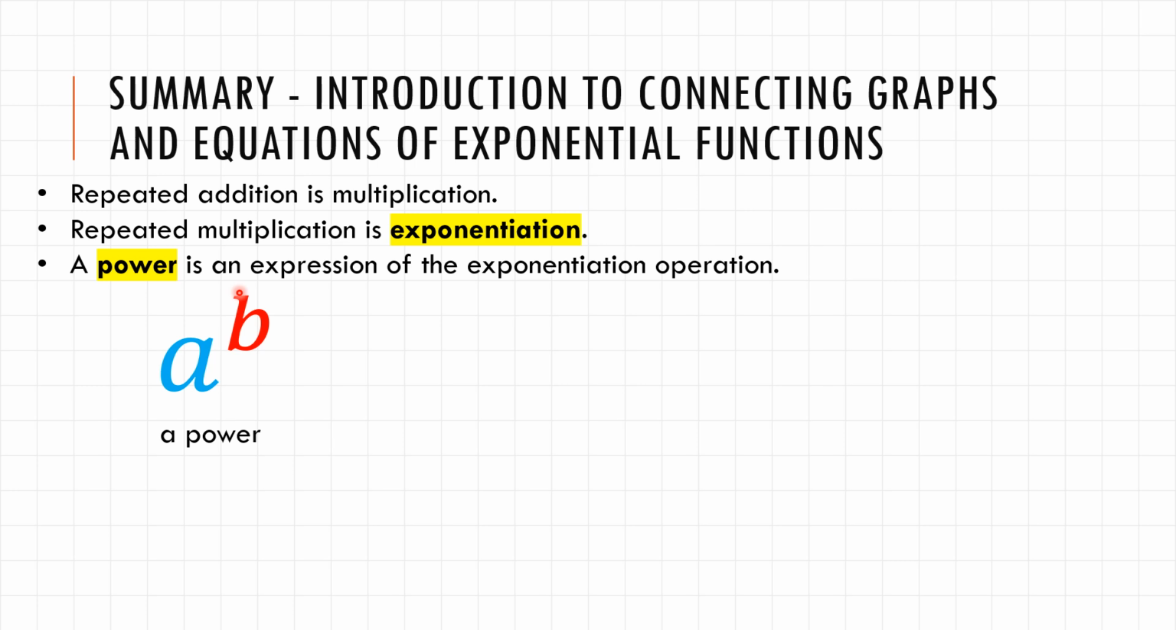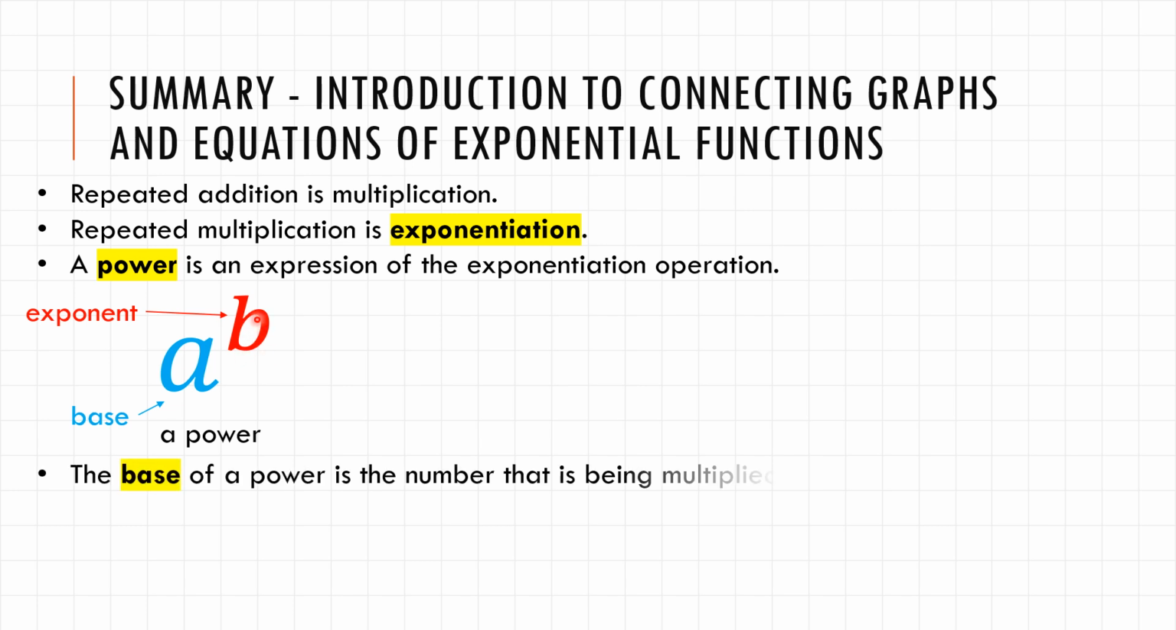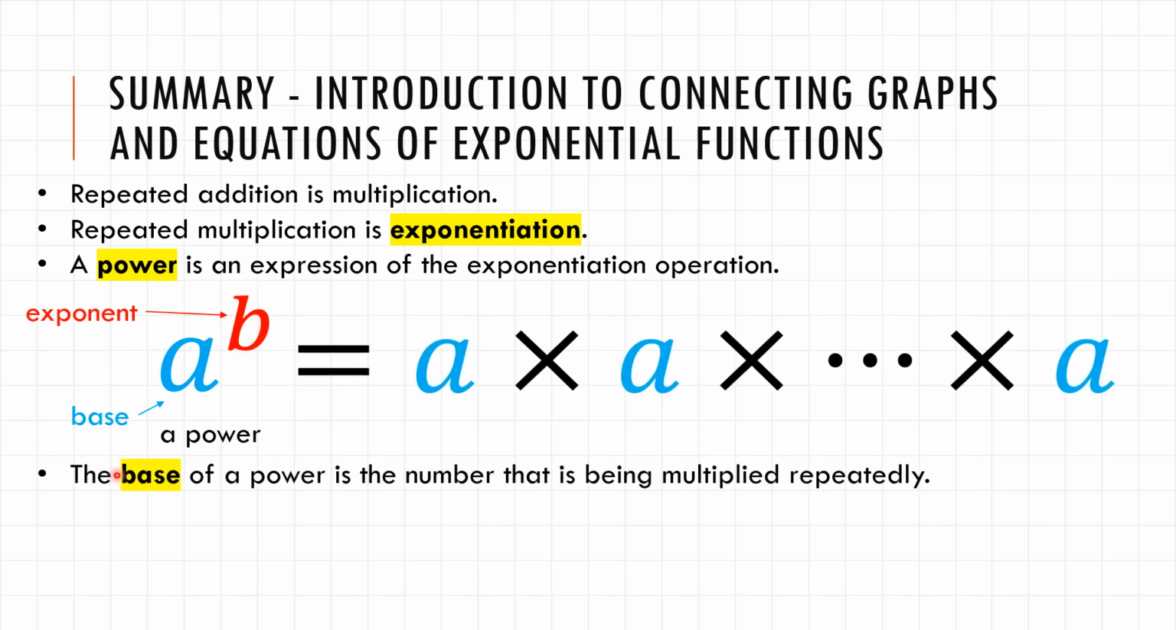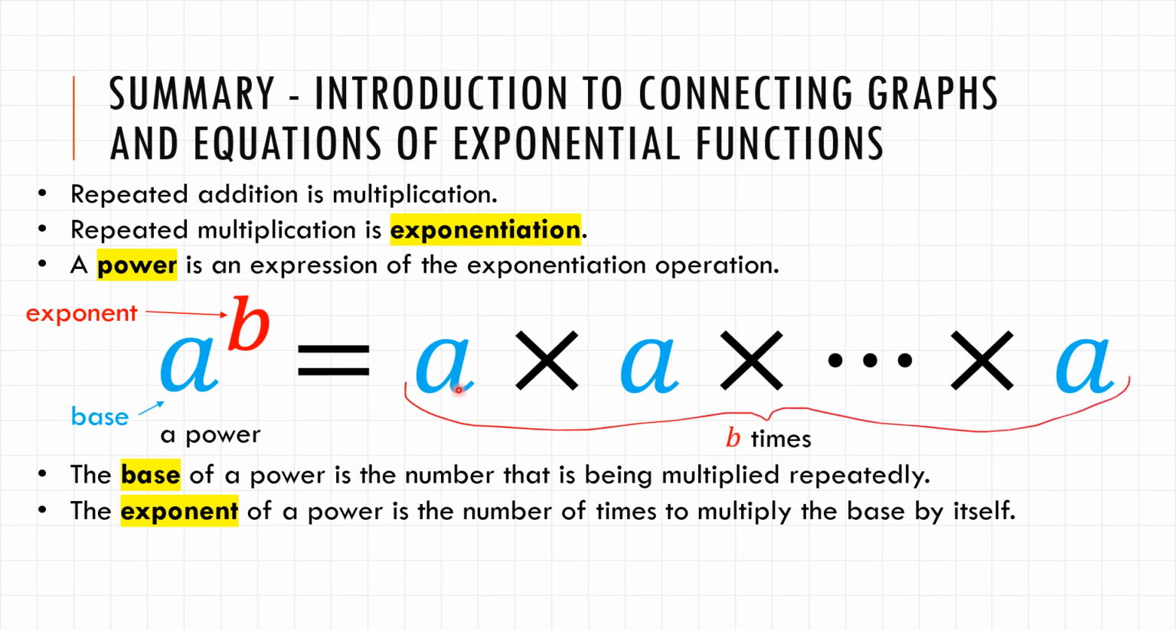It's comprised of 2 parts: the base, which is the number that we are multiplying again and again and again, and the exponent, which is how many times we're multiplying that number. So that's what this says here. This is the base being multiplied repeatedly, and the number of times we are doing this is represented up here with this little number at the top, which we call the exponent.